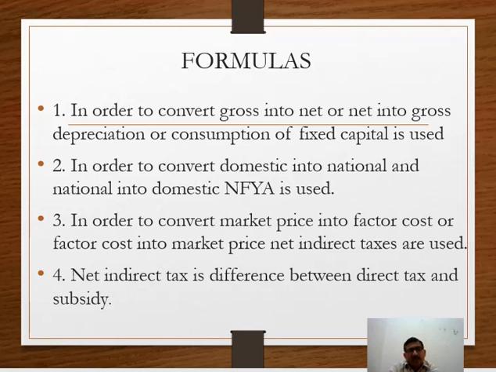Third is market price and factor cost. Market price and factor cost are again two different terms. Market price means the value of a commodity assessed at the prevailing market price, and factor cost means the value of the commodity assessed from the point of view of factor payment, that is paid to the factors of production in the form of rent, wages, interest, profit. Now the difference between factor cost and market price is net indirect taxes. Net indirect taxes is the difference between indirect taxes and subsidies. When we deduct subsidy from indirect taxes, we are able to find the net indirect taxes.